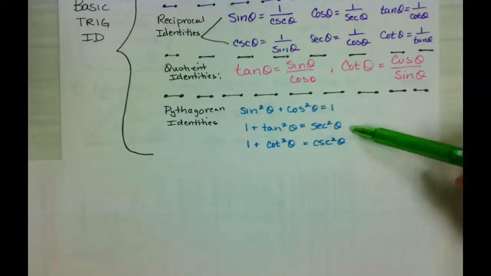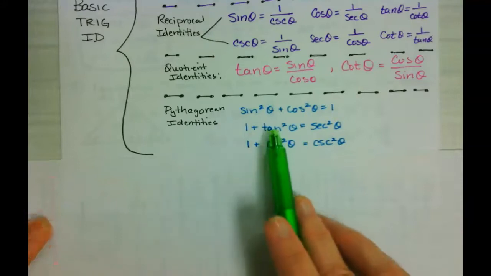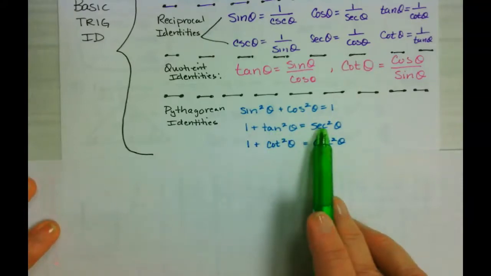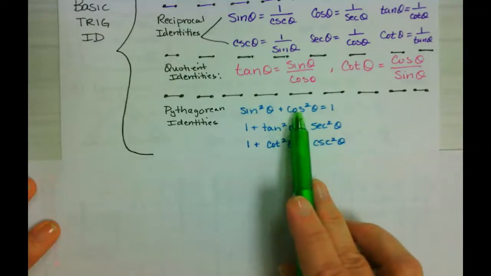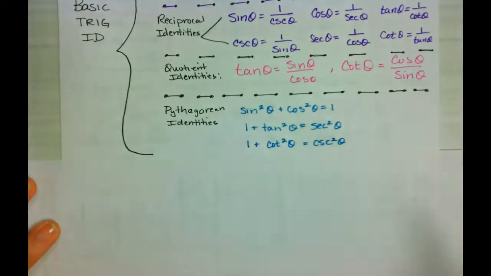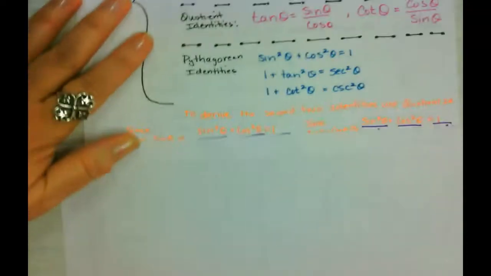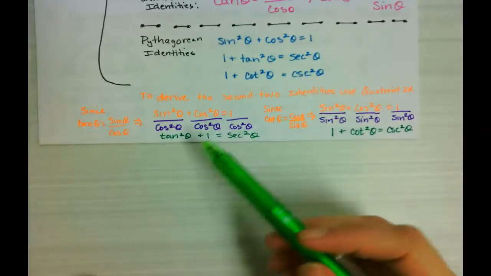But what happens if you get in an assessment situation and you go, oh no, I can't remember? Because you're going to see sometimes tangent will be paired up with cotangent in the same identity, and sometimes it won't. So if I can't remember how to get this, I can derive it as long as I remember this and I remember my quotient identities. So how that works out, and I went ahead and worked both of them out, is this.